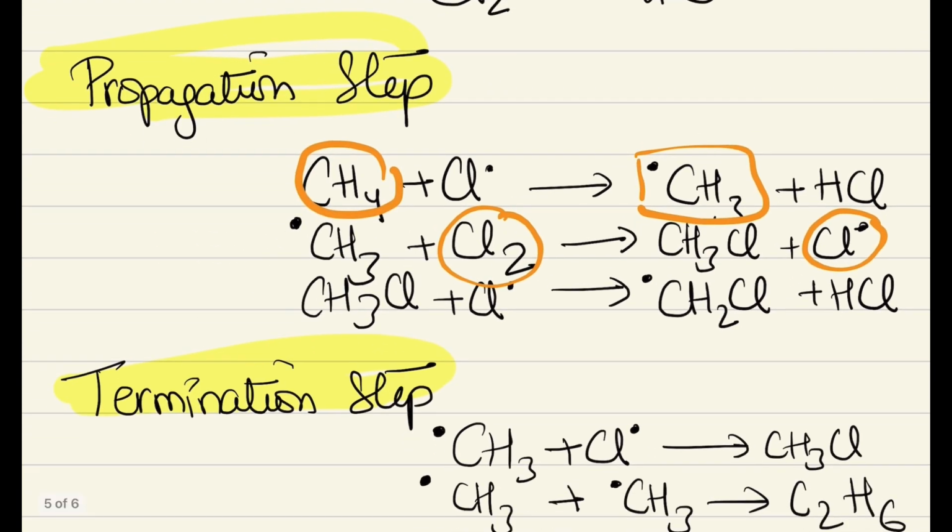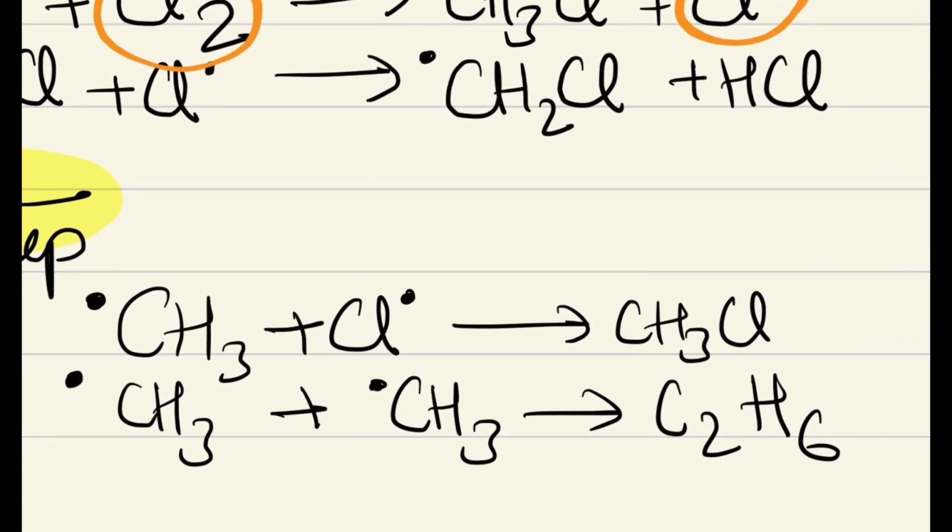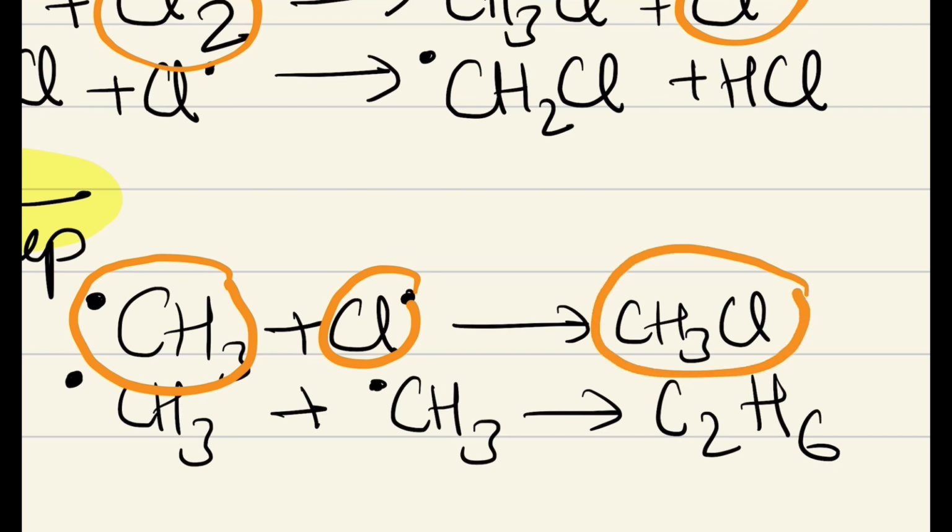So what happens? You have the termination step. In termination, essentially two of the radicals combine and they find peace. So you could have a CH3 combined with a Cl dot, and you would get a CH3Cl, or even a Cl could combine with another Cl and give you a Cl2. All of those are termination steps.